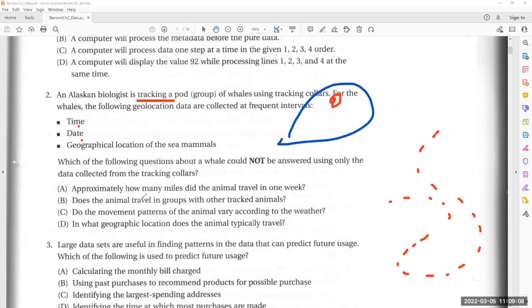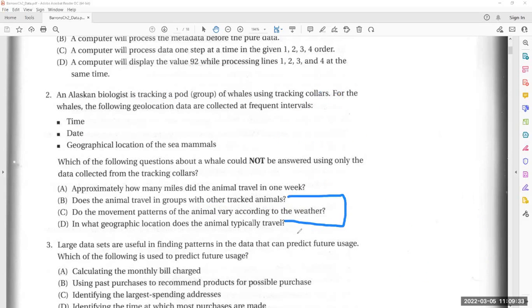Apparently, how many miles do they travel? Yes, we know. Do animals travel in groups? Yes, we know. Other tracked animals means you may also put the collar on some sharks, so you can also look at it. On weather, we don't have information about weather, so you cannot over-predict something. So the answer is C, okay?